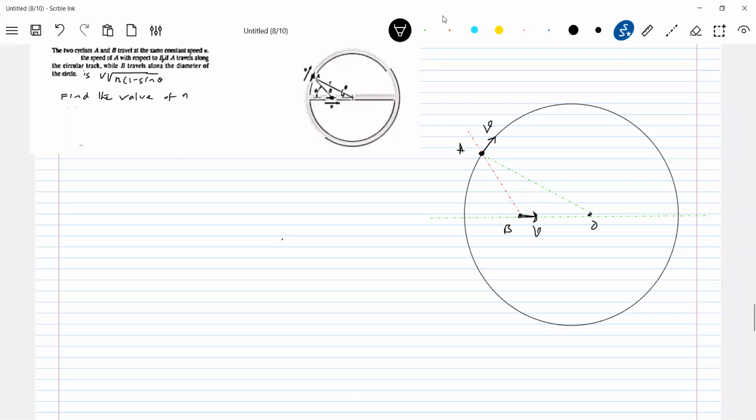So A will move in a circular path, B will move along the diameter. A will travel along the circular path, and this is a diameter, no? Okay, got it? So what is theta? Now this is theta. I think this much is the information available for us, and r is the radius of the circular path.